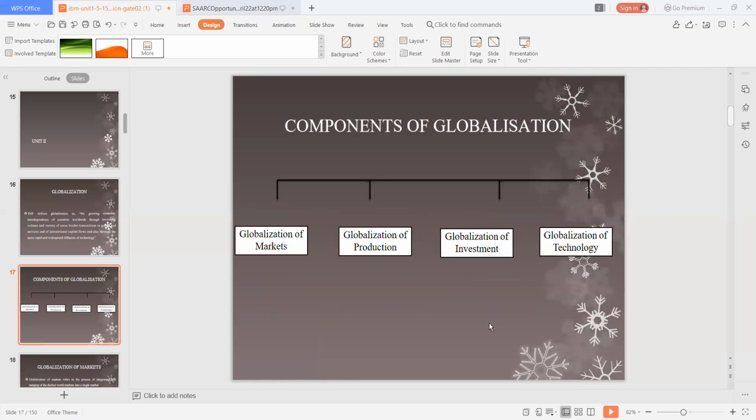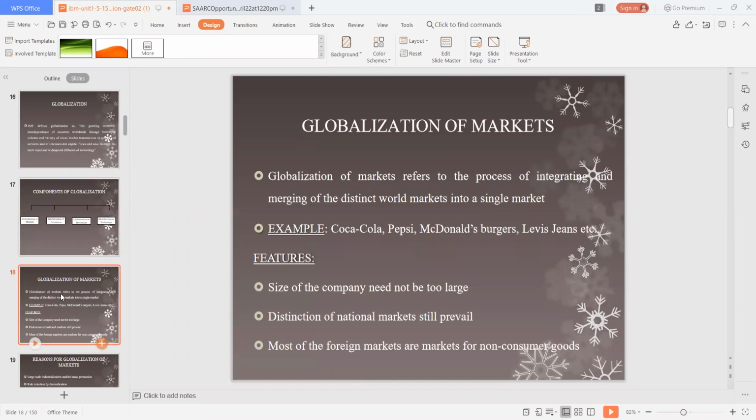See these components of globalization: globalization of markets, globalization of production, globalization of investment, and globalization of technology. Always production, markets, investment, and technology play a wider role. Globalization of markets refers to the process of integrating and merging the distinct world markets into a single market. Example: Coca-Cola, Pepsi, McDonald's burgers, Levi's jeans, etc.